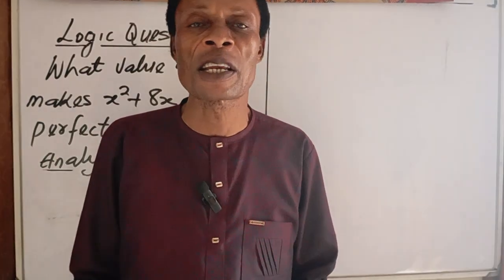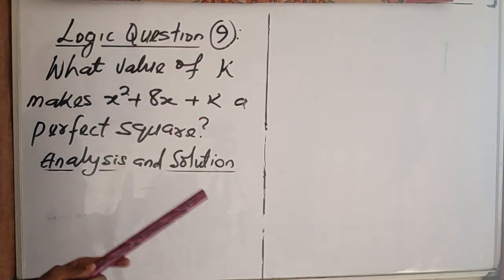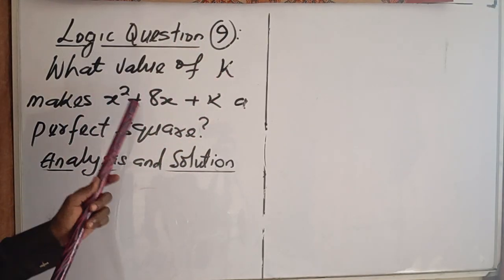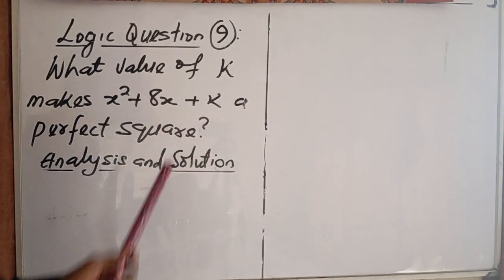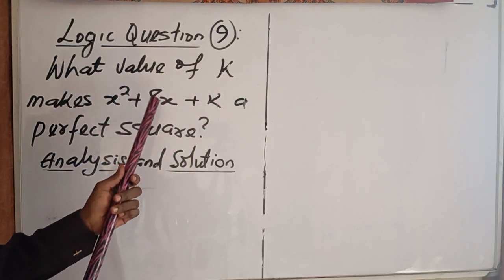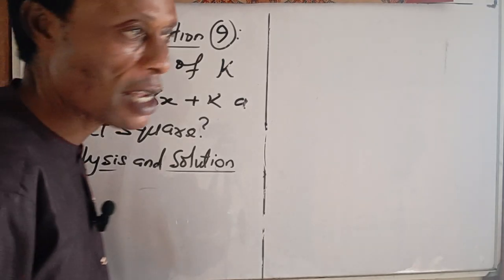So let's consider the next interesting logic question, and that's logic question 9. The question says, what value of k makes x squared plus 8x plus k a perfect square? We'll start by saying analysis and solution.